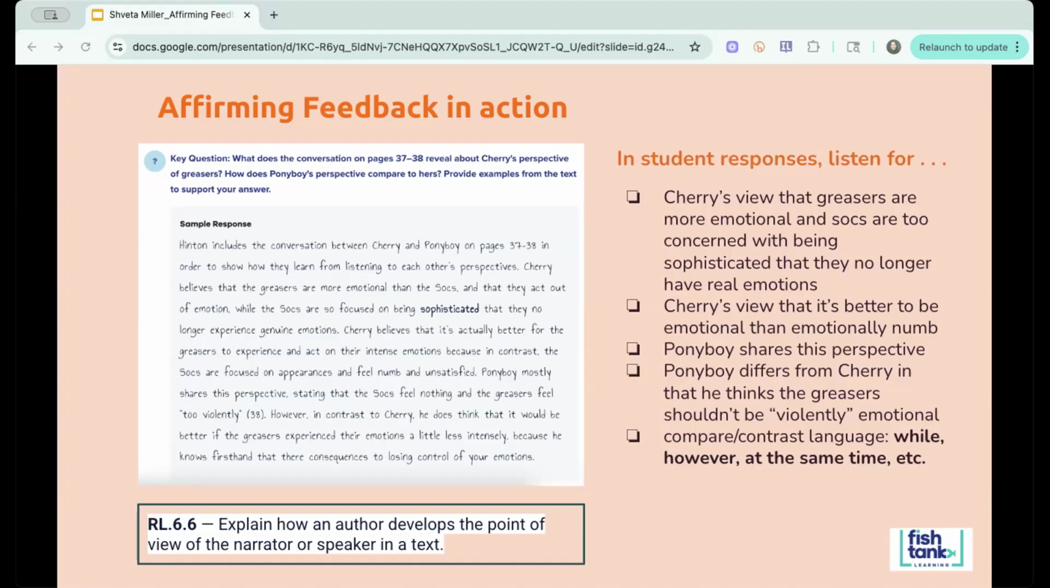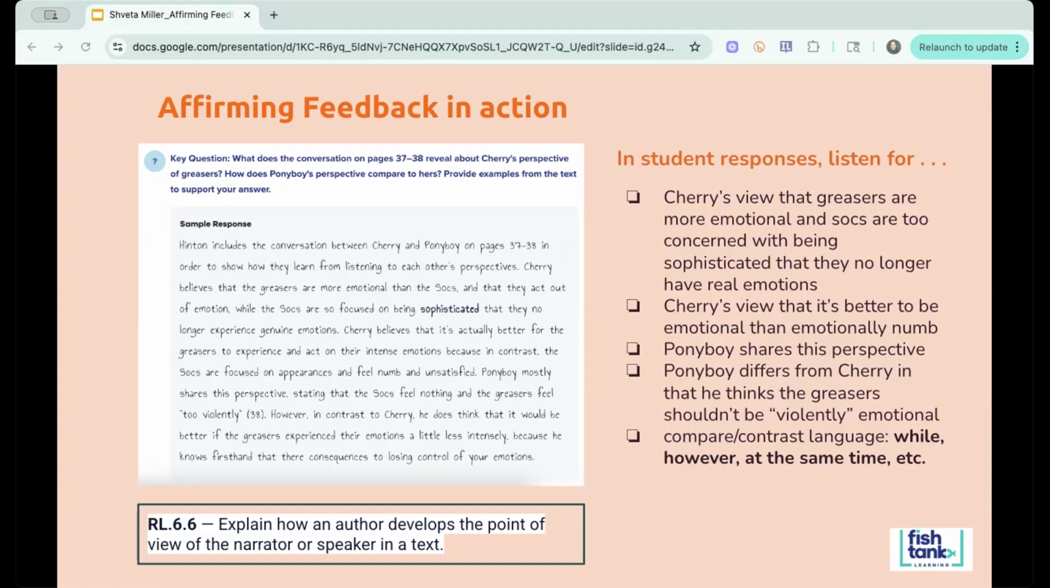Okay. All right, so just a quick recap in case for any reason you couldn't read it or you're multitasking. The standard for the lesson is around explaining how the author develops the point of view of the narrator or speaker in a text. And the key question from the curriculum is around specific pages in The Outsiders and what they reveal about Cherry's perspective of greasers and how Ponyboy's perspective compares to hers. It's asking for examples from the text. So really, the criteria for success, what you would listen for. This is a response. It's a sample. It's not the only way to answer that question.